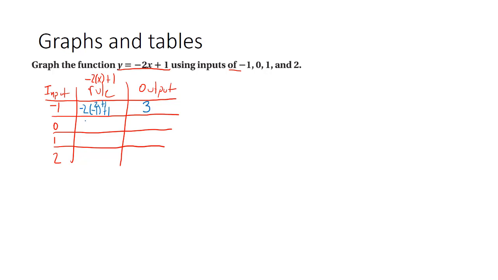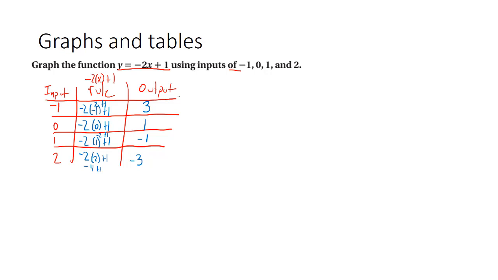And then I do the same thing. Negative 2, but x this time is 0, times 0 plus 1. Well, negative 2 times 0 is 0, plus 1 is 1. And then I have negative 2 times 1 plus 1. Well, negative 2 times 1 is negative 2, plus 1 is negative 1. And then I have negative 2, and my input this time is 2, plus 1. This is, of course, negative 4 plus 1, which is negative 3.